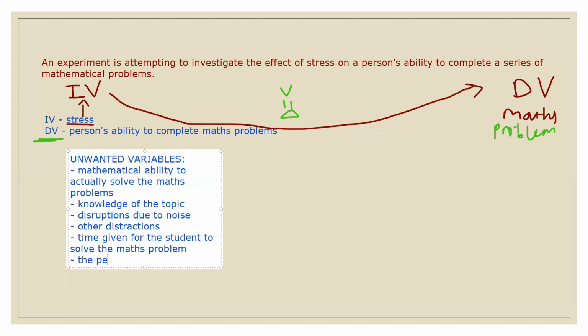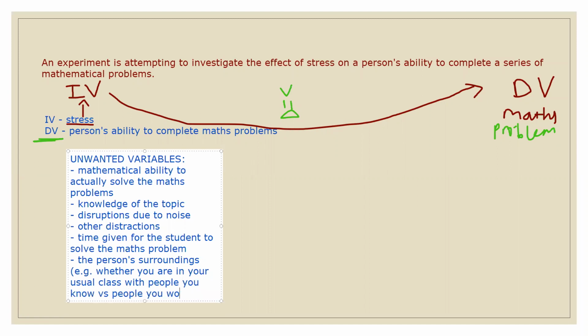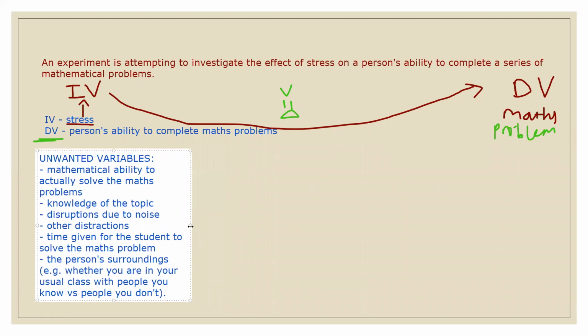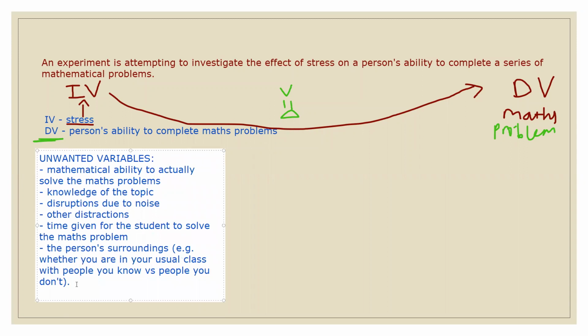Yep, the person's surroundings. That's another good one. For example, whether you are in your normal class with people you know versus people you don't. You might not feel comfortable in a class where you don't know anyone and you're the only one there. That's kind of like an outsider. Okay. What's one other factor we can talk about, guys? Just maybe one or two more.